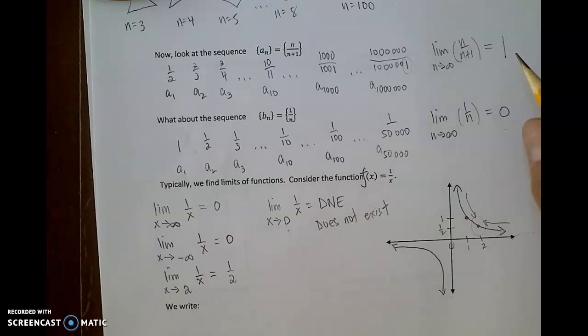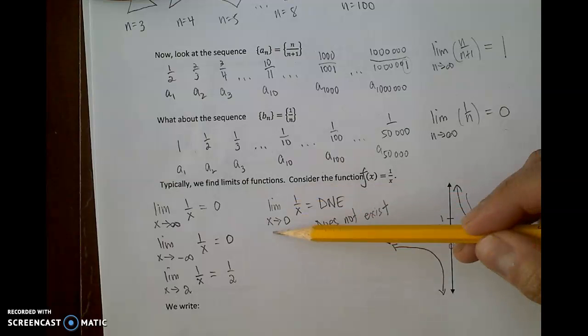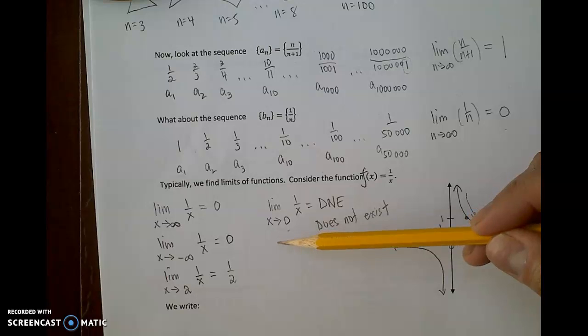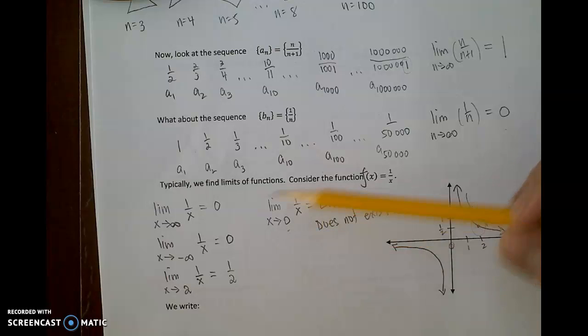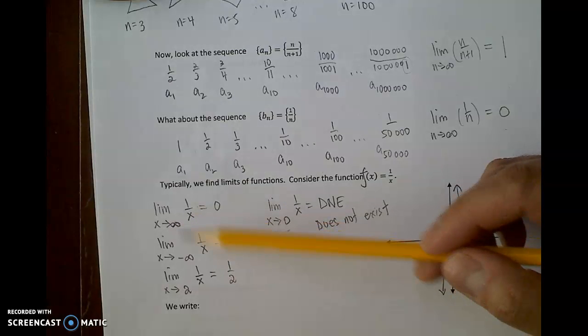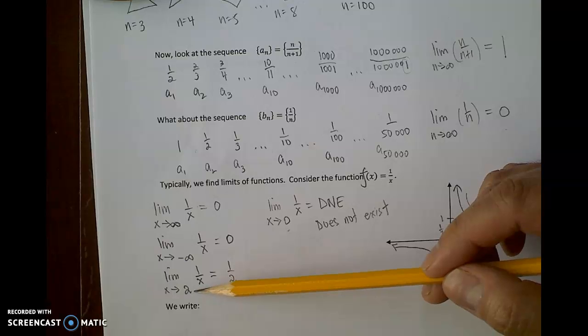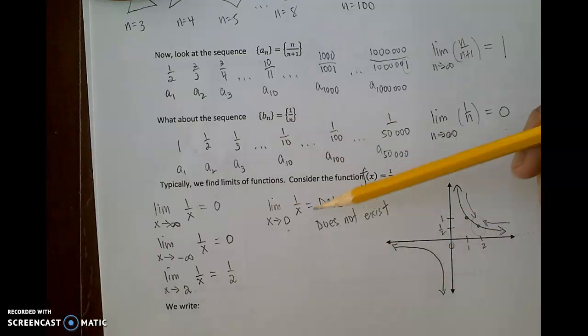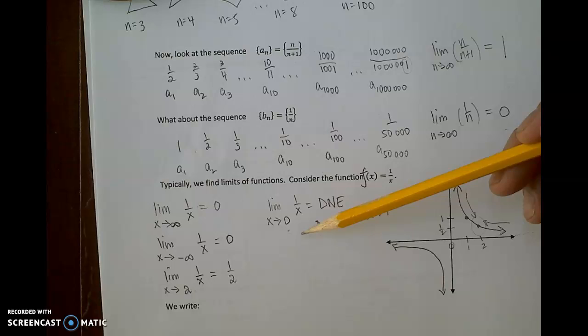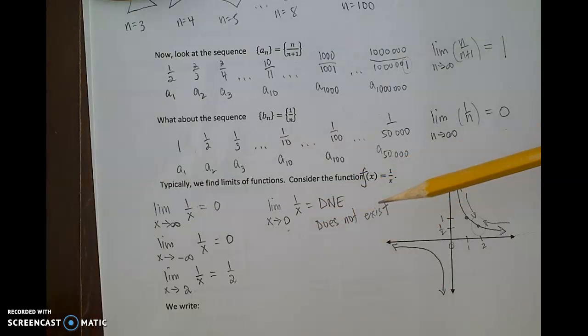So from this example, you can see that it is possible that a limit does not exist for a function. Here again we are looking at the same function, but we are approaching the limits in different ways. And depending on the function, you may have a limit that does not exist.